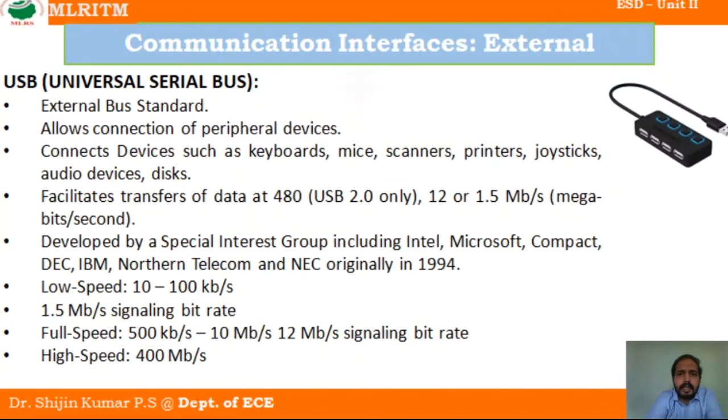The full speed is 500 kbps to 10 Mbps or 12 Mbps. The highest speed provided by USB 2 is 400 Mbps. Now we have USB 3 and USB 4 also available nowadays, because they are upgrading the software and hardware daily. Devices that are compatible with USB 4 will provide a higher speed. These devices are also backward compatible, that is, they will be compatible with the previous versions also. So that is the importance of USB devices.